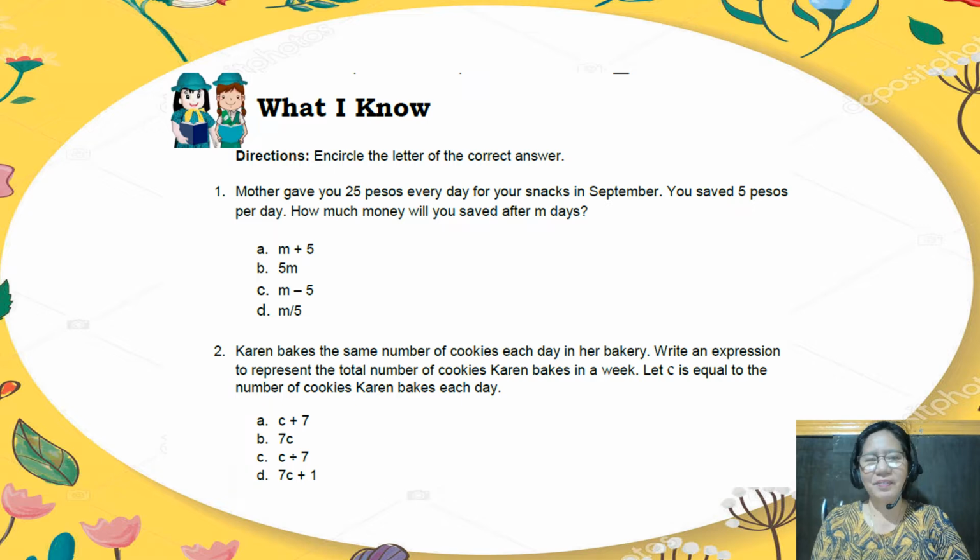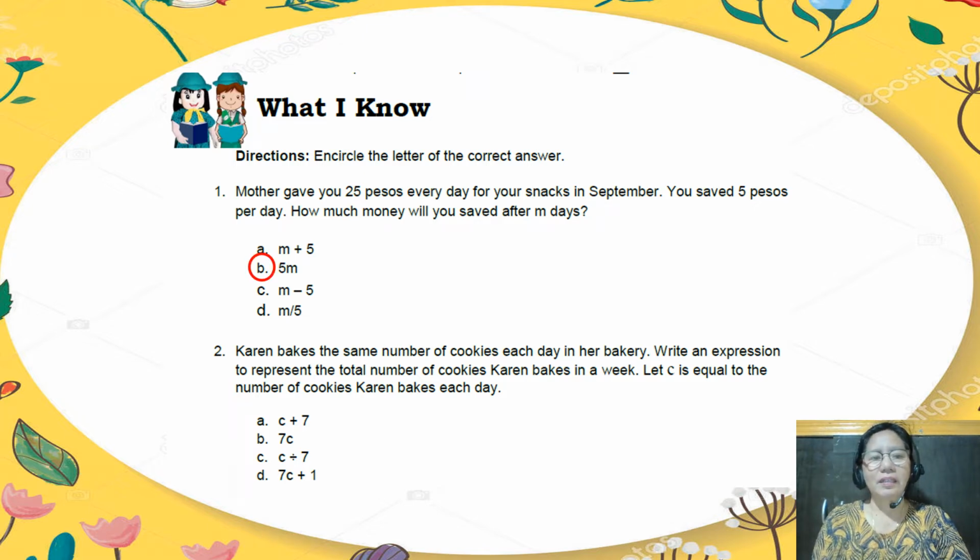Let us review by answering the following word problems. Number 1, mother gave you 25 pesos every day for your snacks in September. You saved 5 pesos per day. How much money will you save after M days? So what will you do with 5? You're going to come up with the total amount of money, so you're going to multiply. So it should be 5M.